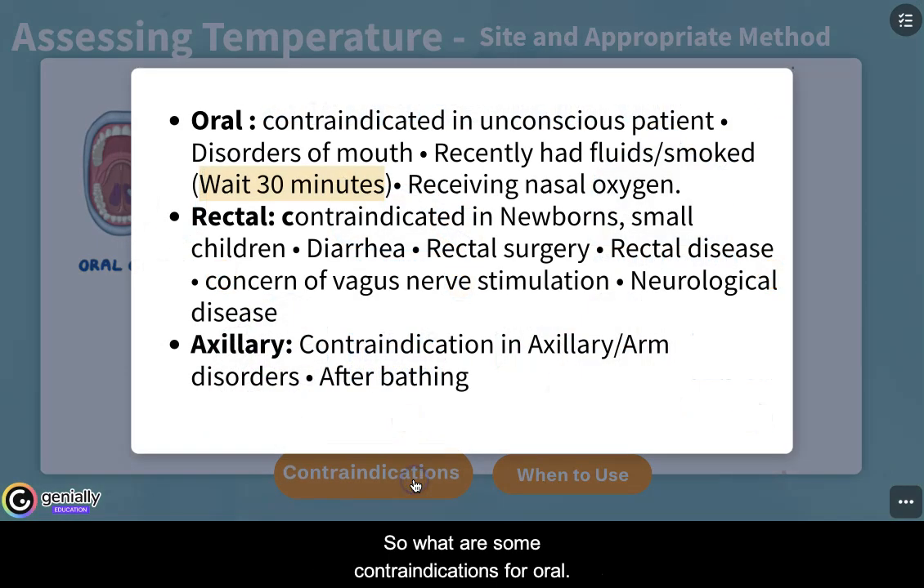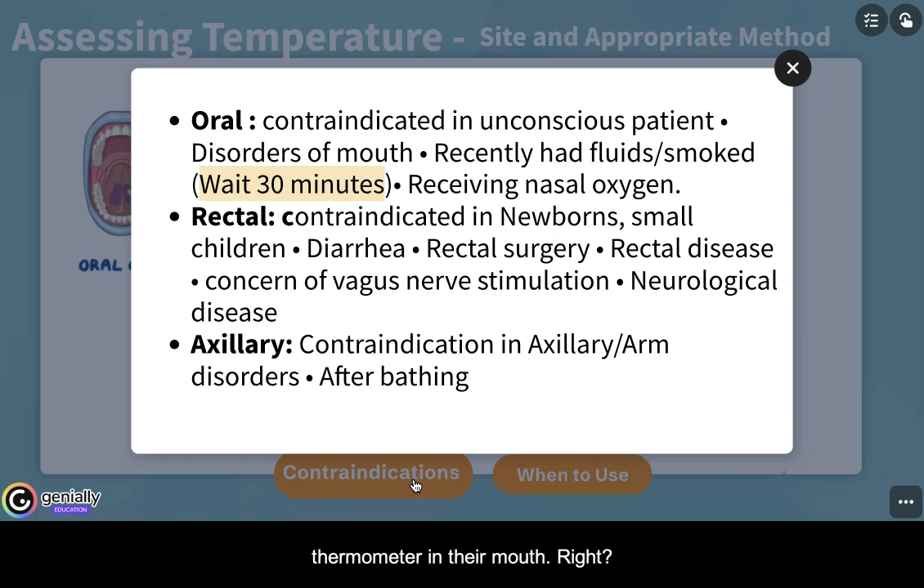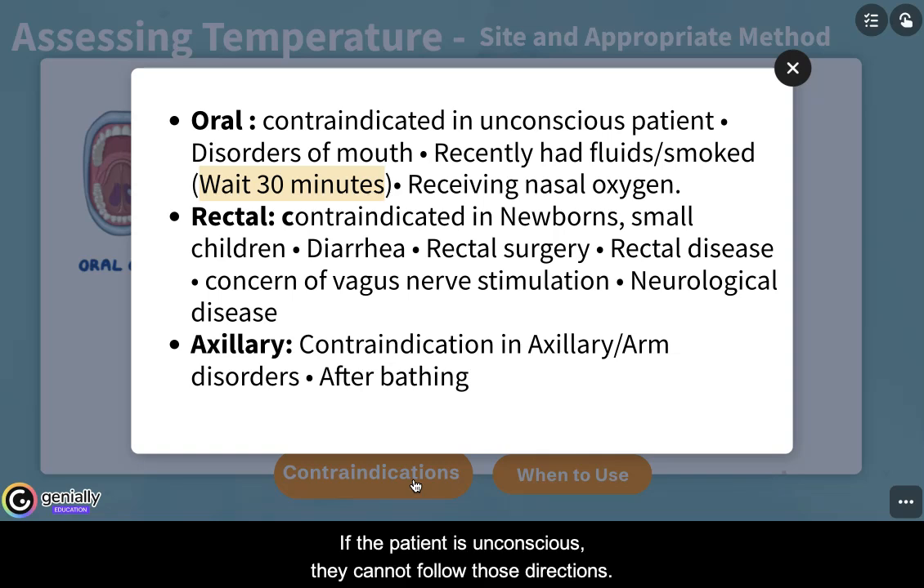So what are some contraindications? For oral, it's contraindicated in an unconscious patient. If the patient is unconscious, please don't go shove a thermometer in their mouth, right? Because that's not how we measure their temperature. The patient has to be able to open their mouth, put it on their tongue, and close their lips. If the patient is unconscious, they cannot follow those directions.